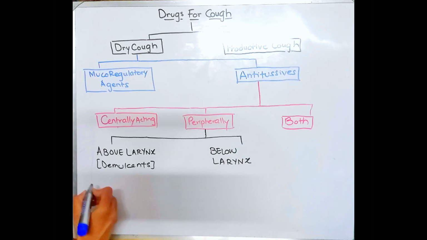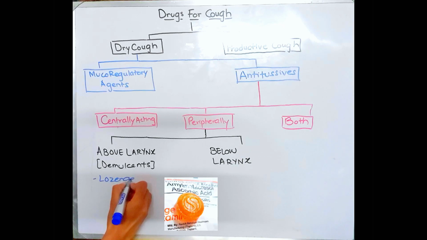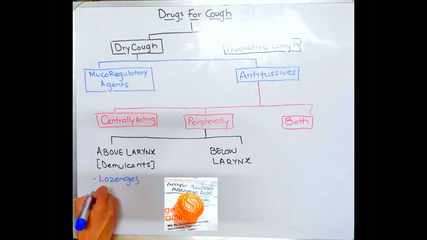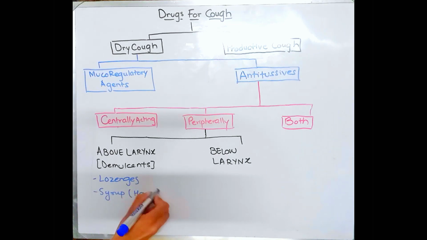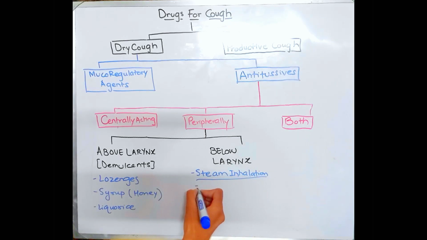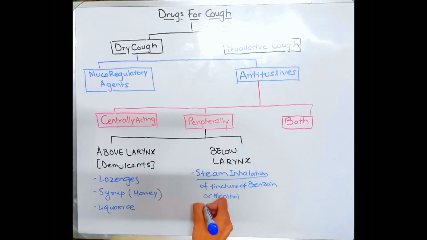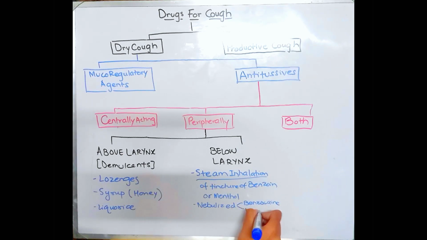In this category we first have the lozenges. These are basically small medicated tablets. They dissolve slowly in the mouth to temporarily stop the cough, lubricate, and soothe the irritated tissues of the throat. Then syrup, honey, or licorice can also be present in this category. Then steam inhalation or nebulization can be given below the larynx. In steam inhalation, we have the tincture of benzoin or menthol.